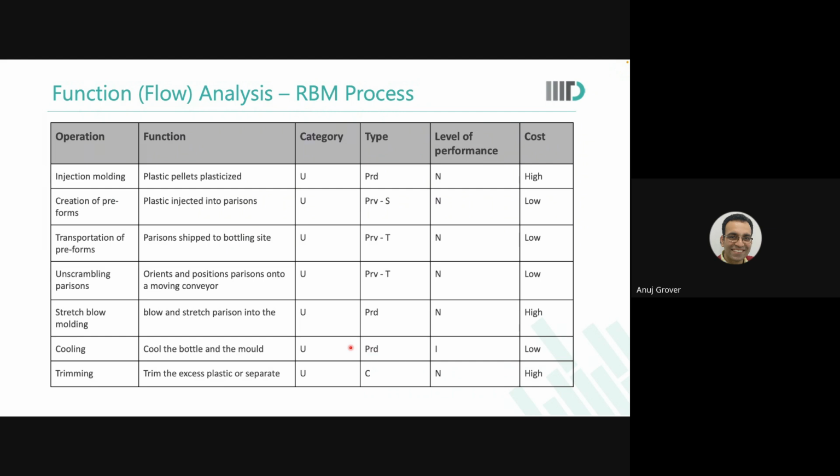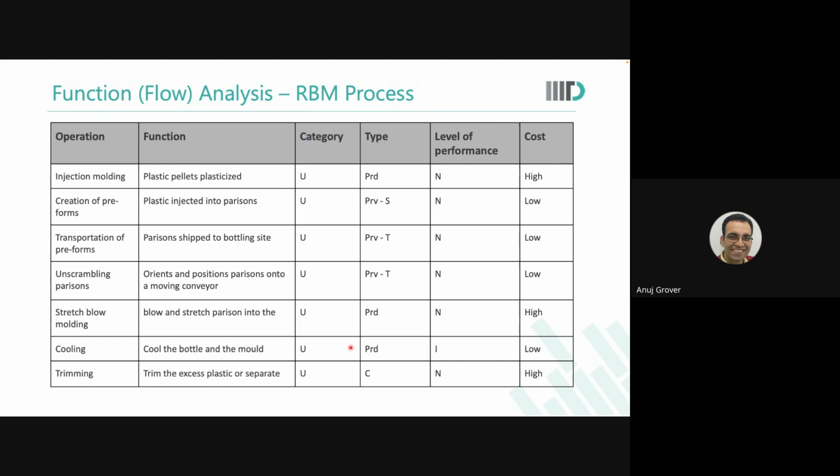Then transportation of preforms, clearly a providing function of the transportation type. Then unscrambling the parisons, putting them onto those things, again a transport function. It is taking it from one place and putting it into a different machine. Stretch blow molding: blow and stretch the parison into the shape of the bottle. Productive function, because that is the shape that you also see finally. Then cooling. Productive function, because finally the bottles that you use are cool. They're not hot.